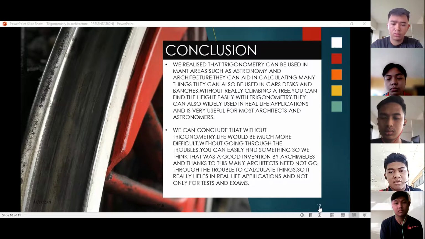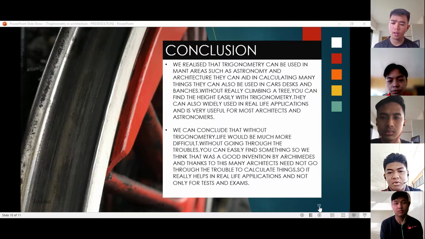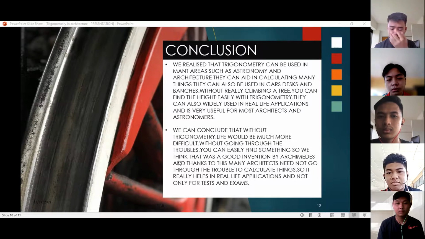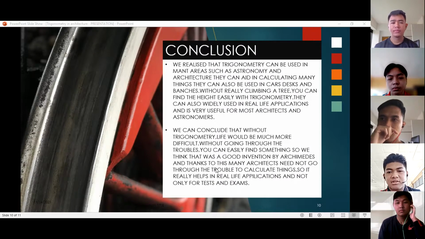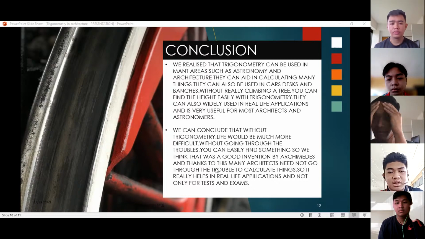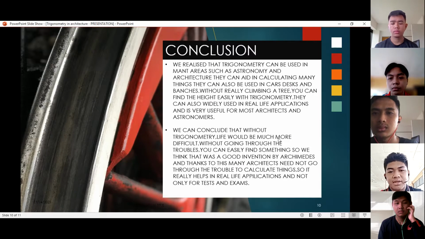Then we can conclude that without trigonometry, life would be much more difficult. We would be going through the troubles. You can easily find something, so we think that was a good invention by Archimedes, and thanks to this many architects need not go through the trouble to calculate things. So it really helps in real-life applications and not only for tests and exams. That's that for me.